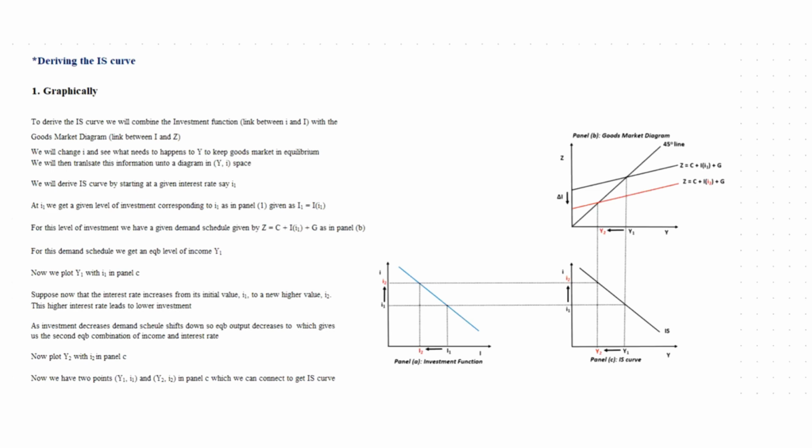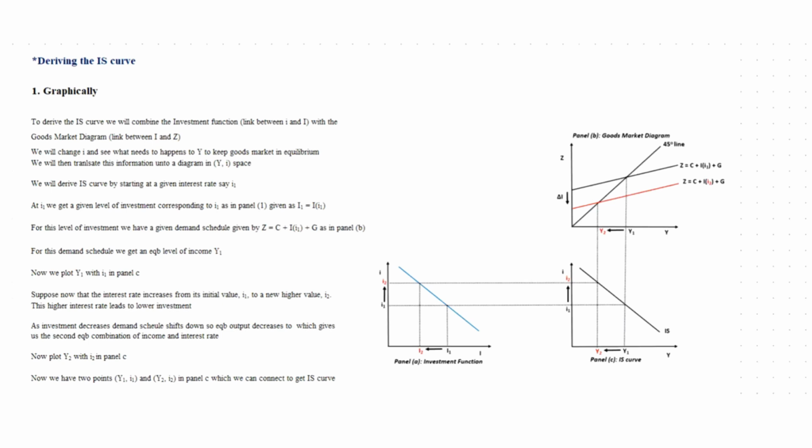For this level of investment, for this demand schedule, we get an equilibrium level of income Y1 as the intersection of this demand schedule with the 45-degree line. Now what we do is we plot this level of output Y1 and interest rate i1 in panel C. This is one combination of output and interest rate for which our goods market is in equilibrium.